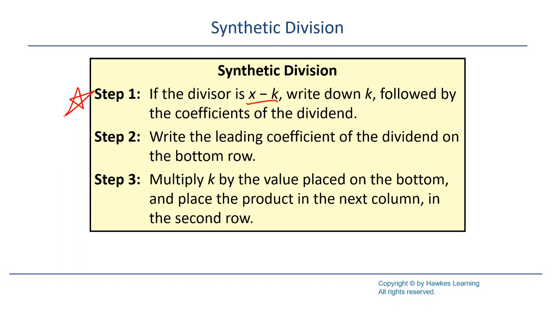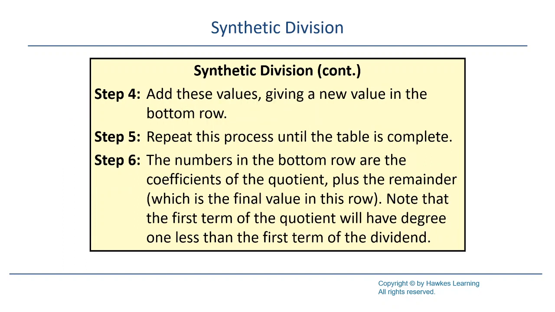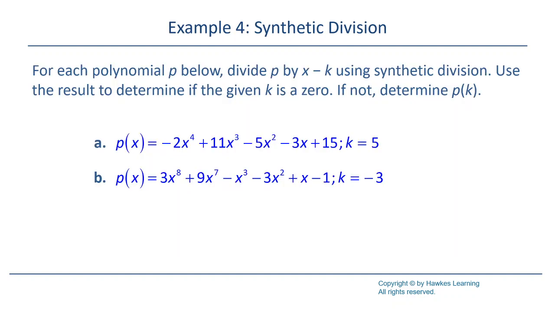And then you multiply k by the value placed on the bottom, and then place the product in the next column, the second row. And then you just add the values and you repeat. It's like a typewriter. It just keeps going and going. What happens is the numbers in the bottom row generate the coefficients of the quotient, and then the remainder is the final value. And you end up reducing the degree by 1. So we'll do it with 2 examples.